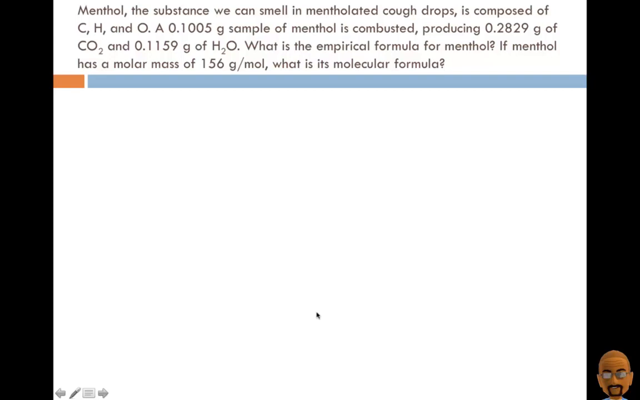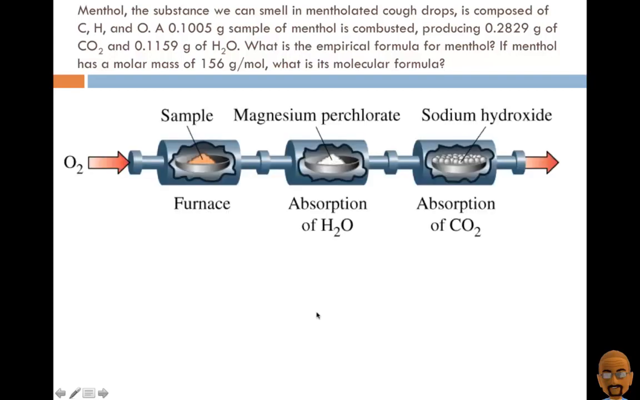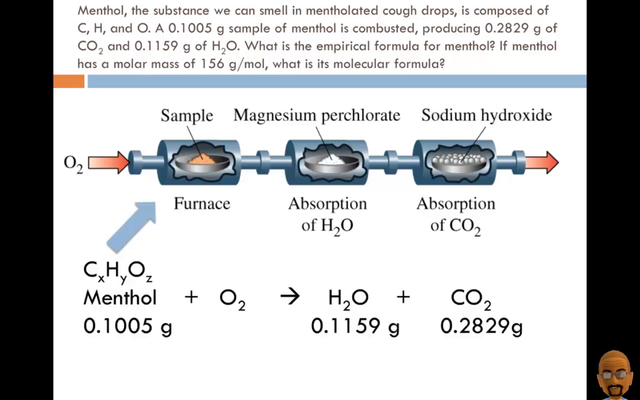So to begin, this is a typical type of combustion analysis problem, and basically in a combustion analysis a sample is placed into a furnace and some oxygen is pumped in to allow it to burn, and there are chambers after the furnace in which certain byproducts of the combustion are collected, most typically H2O and carbon dioxide. So in this particular problem, we're told that 0.1005 grams of menthol are burned, and we get a certain amount of H2O, 0.1159 grams, and a certain amount of carbon dioxide, 0.2829 grams. So they want us to figure out what the empirical formula is.